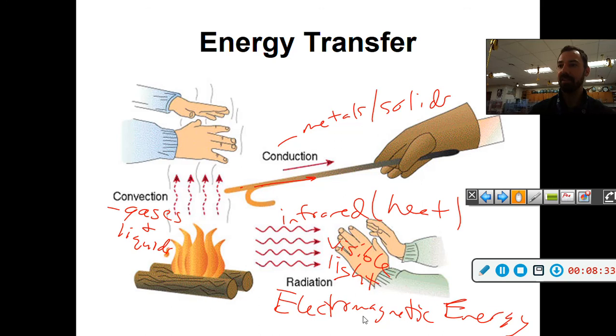And then lastly, electromagnetic energy in the form of infrared, which is heat, and visible light that you can see from the fire. That's radiation. So just to show you the 3 different energy transfers all in one example.